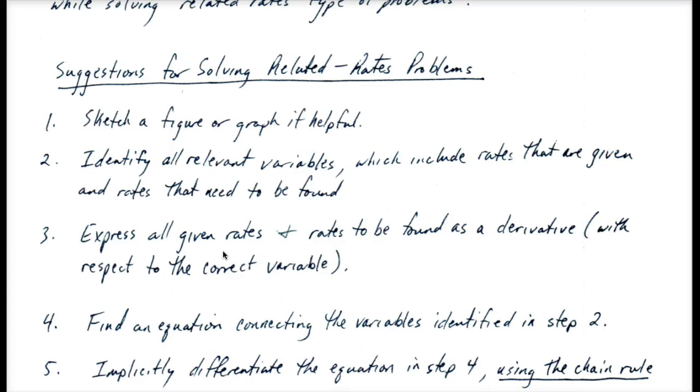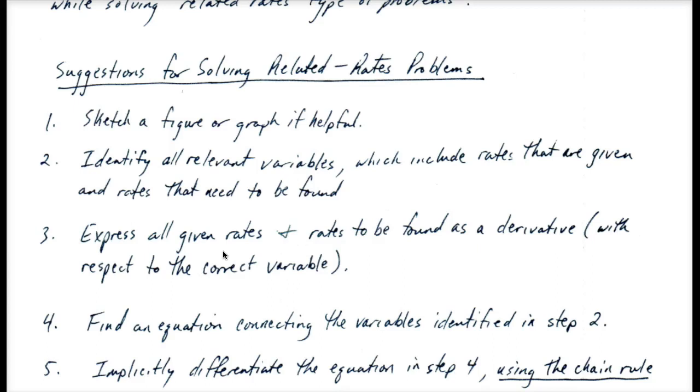Also, in identifying those variables, we want to include the rates that are given and the rates that need to be found. So in addition to, let's say, x and y, we may have variables that are the derivative of x or the derivative of y with respect to some variable. So we need to state that as well.